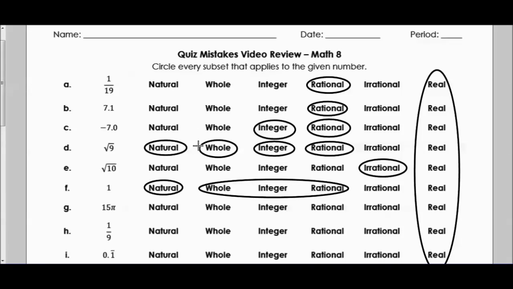15 times pi doesn't change it from an irrational number. Pi is irrational. Multiplying by 15 doesn't change that. 1 divided by 9 is the repeating decimal 0.1 repeating. It's also just a fraction, so we know that's a ratio or a rational number. And that's the exact same number, actually. It's 0.1 repeating. A repeating decimal is always rational.